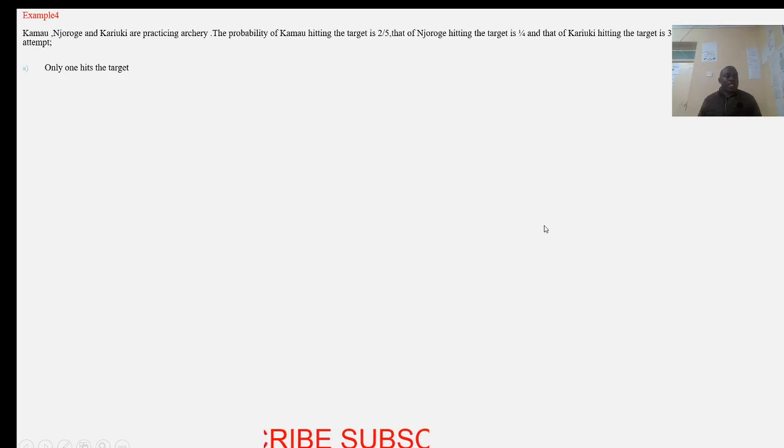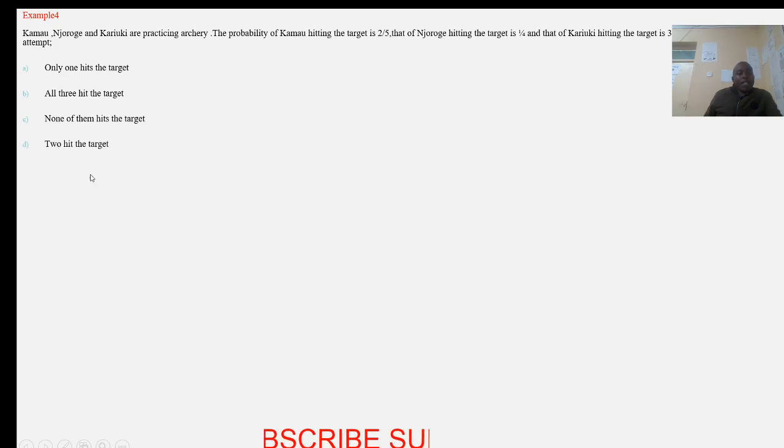only one hits the target. Remember, it can be Kamau hitting the target, it can be Njoroge hitting the target, so it will be either Kamau or Njoroge. Remember, for "or" we shall add. And we also find the probability all 3 hit the target, then none of them hits the target, then 2 hit the target, and at least 1 hits the target. Now we start with only 1 hits the target, part A.